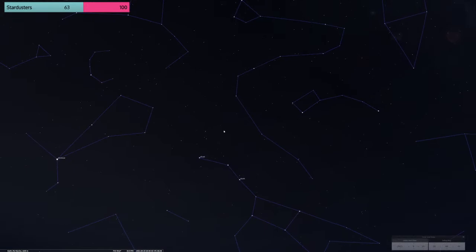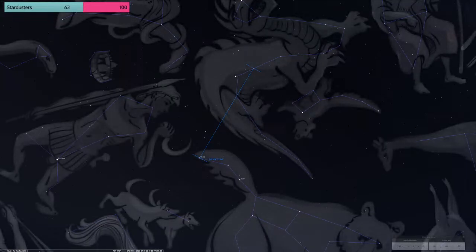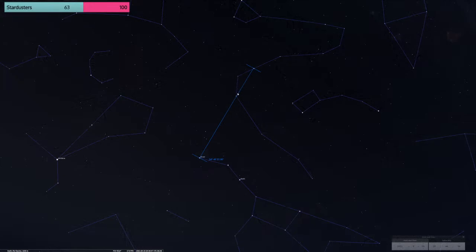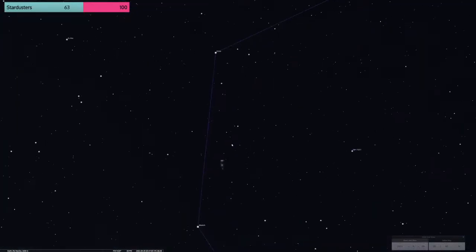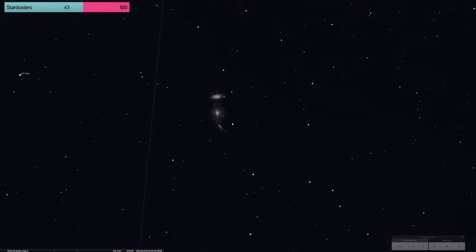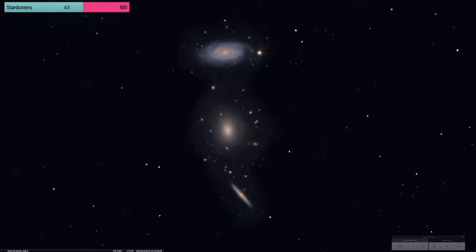Harder to find is this next object. It's actually a trio of objects. Draw a line up from the Dipper's tail to these two stars within Draco the Dragon, which is up here. You form this nice little triangle. On this long side of the triangle, stop about halfway and zoom in, actually a little bit less than halfway. You zoom in and you're gonna find this, what's called the Draco Trio. And it is actually three different galaxies.